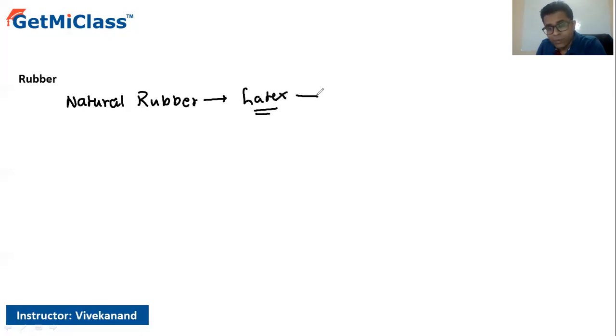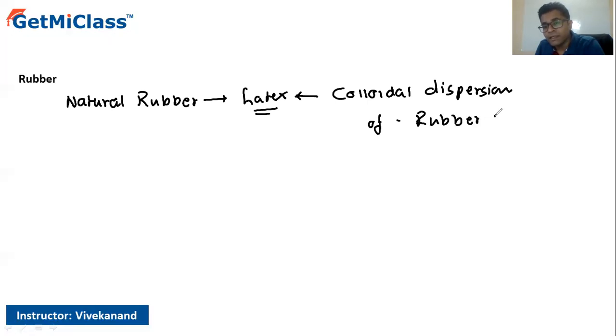Now, this latex, what we are observing, is actually a colloidal dispersion. It is a colloidal dispersion of rubber in water. Remember this. Latex is a colloidal dispersion of rubber in water, right?